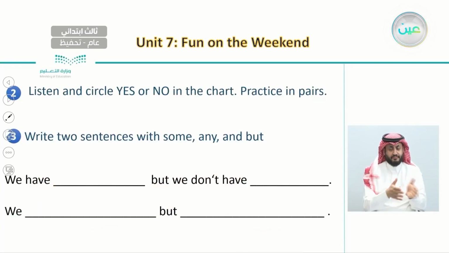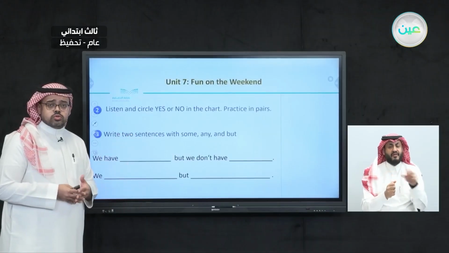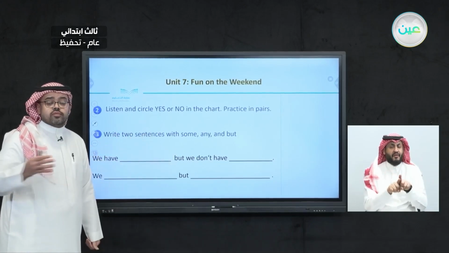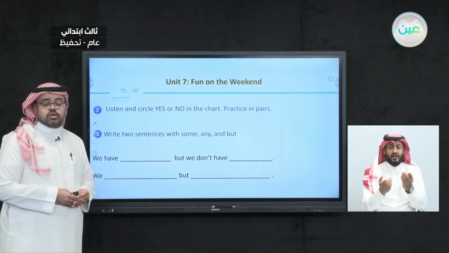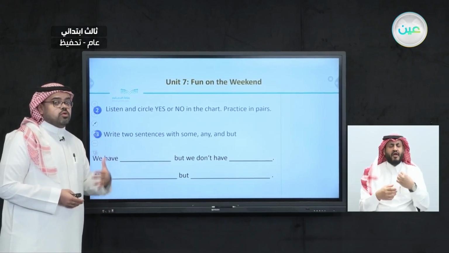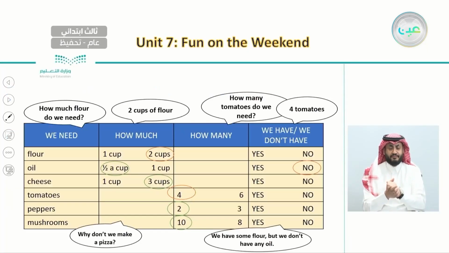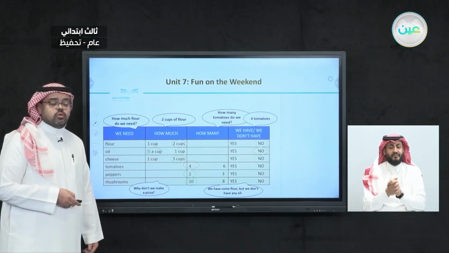Now, let us move on to the second exercise. Here, what I would like you to do is to circle yes or no question, as we did before, in the chart, and to practice it in pairs. So the same table, I would like you to practice with a friend of yours or a family member or even a classmate. So try to think of any recipe or any food that you would like to make, and write down the ingredients in a table similar to this, and try to practice it often with your partner.